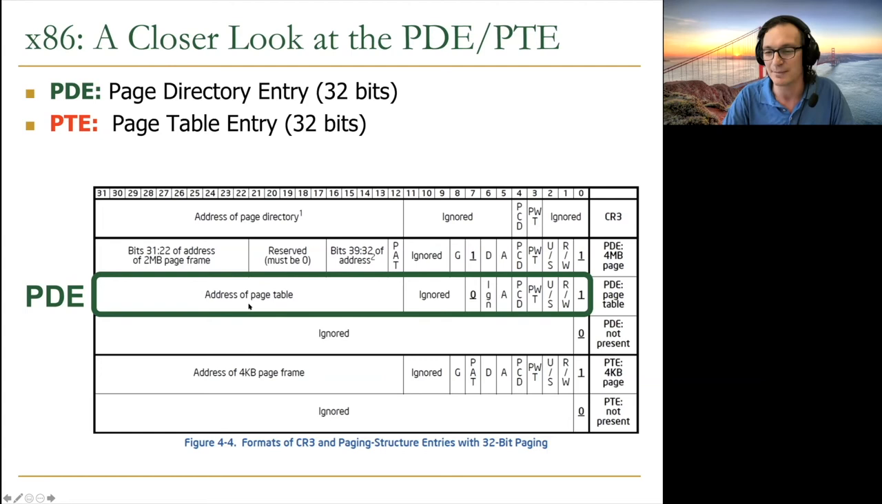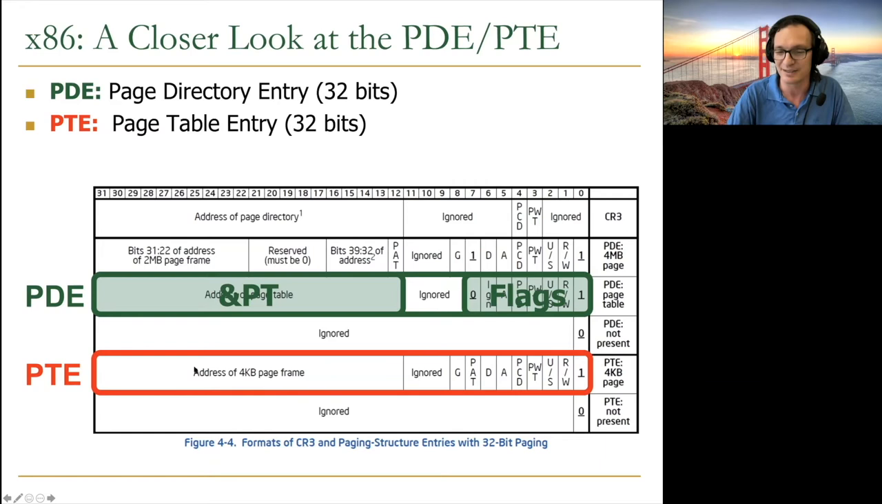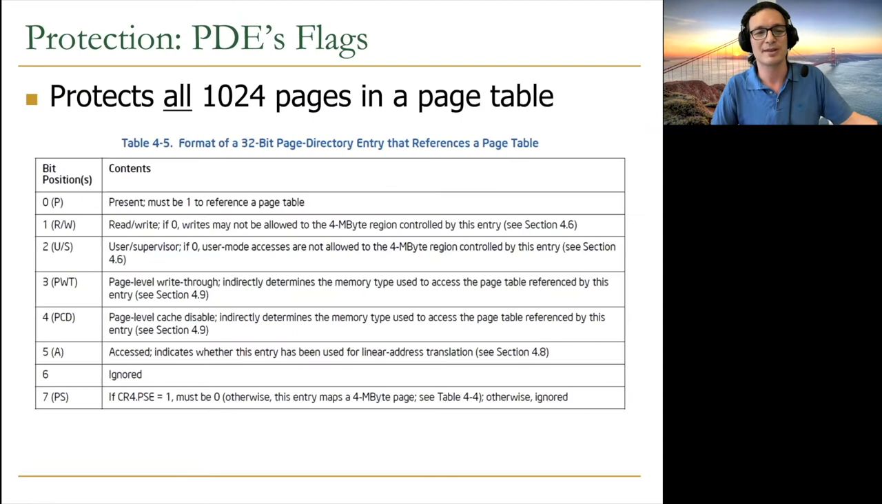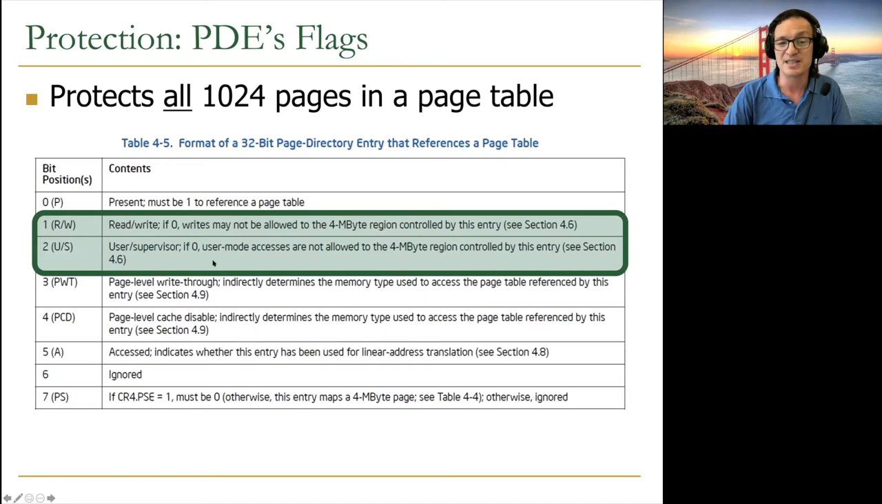The same thing happens for the page table entry. This is the second level. In the page table entry, this is the address of the 4 kilobyte page frame, as you can see, and the same protection bits also exist over here, but the format is different because this is the second level. Okay, just to show you that. And then there's of course a description in the instruction set architecture that says what these bits mean.